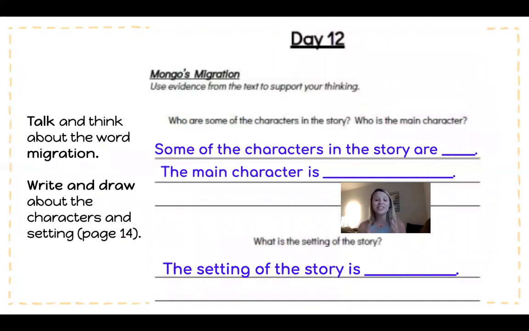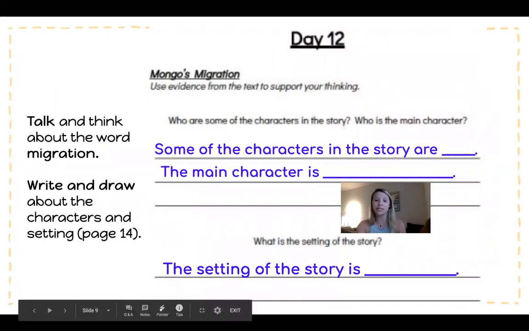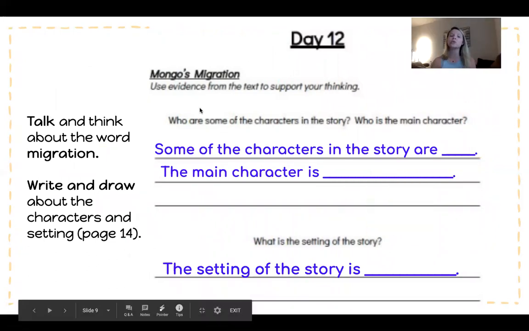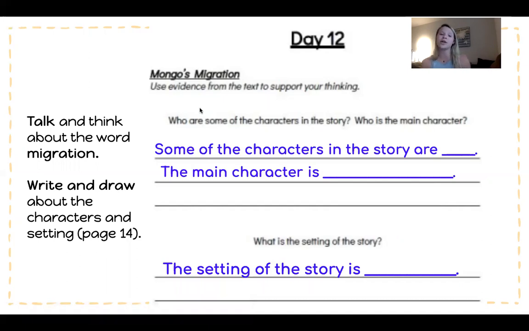Okay, so for your activity after you've read this passage, you're going to talk and think about the word migration. Okay, you're going to write and draw about the characters and the setting. I've gone ahead and given you some sentence starters like I would in class. So let's go over what this says. Mongo's Migration. Use evidence from the text to support your thinking. Who are some of the characters in the story? Who is the main character? What is the setting of the story?